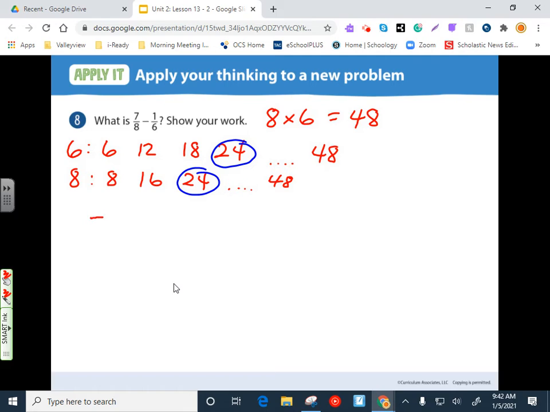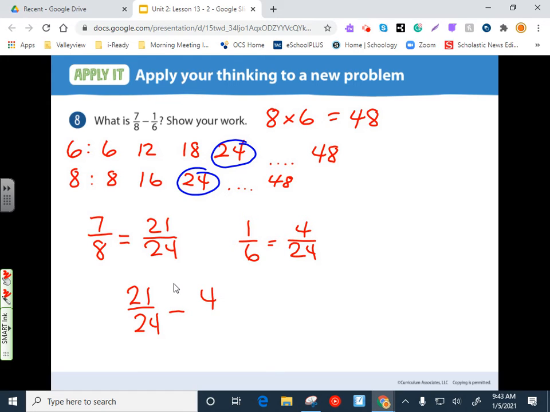All right, so let's make equivalent fractions. 7/8, and I'll put that common denominator at the bottom already. 8 times 3 is 24. 7 times 3 is 21. Let's look at 1/6. And 6 times 4 is 24. 1 times 4 is 4. So 21/24 minus 4/24 equals 21/24.